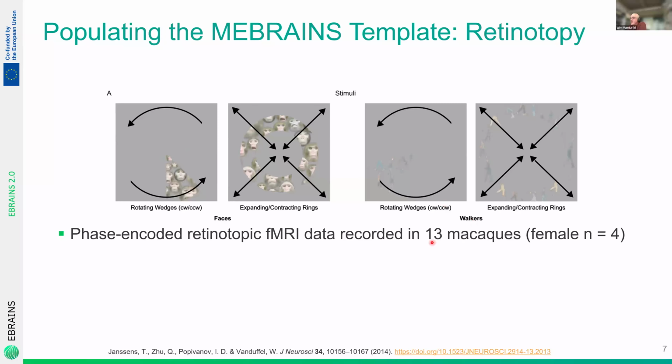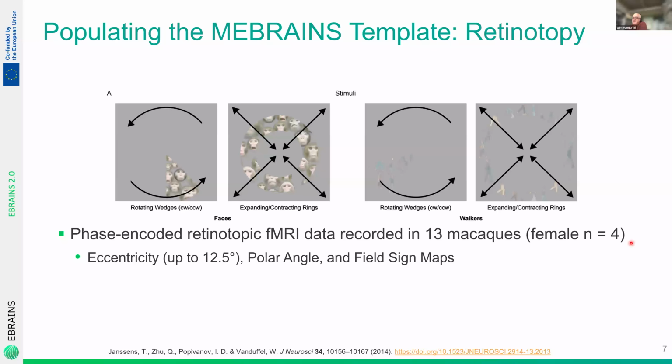And we did that in quite a large number of macaques. And I think that's pretty unique. I don't think many labs have the capability to acquire this kind of retinotopic data in many, many subjects, macaque subjects in this case. Four of them were female monkeys.